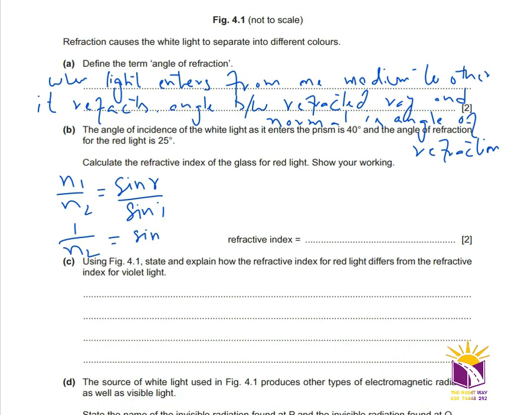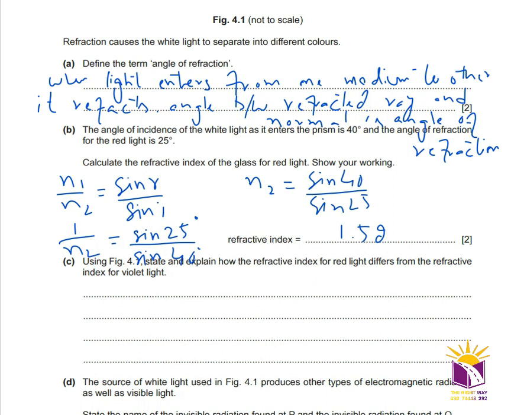The angle of refraction is 25 degrees and the angle of incidence is 40 degrees. So N2 will be equal to sine 40 divided by sine 25, and it will be equal to 1.52. The refractive index of glass is 1.52. Part C, using figure 4.1, state and explain how the refractive index for the red light differs from the refractive index of the violet light.